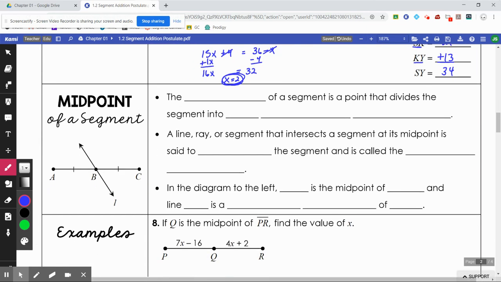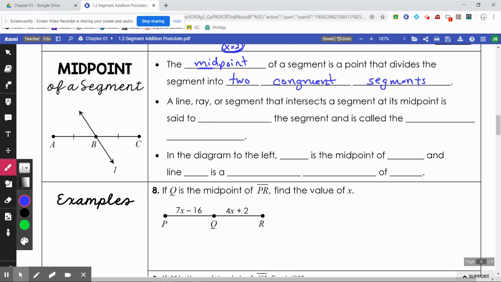By definition, here's what a midpoint is. Think about the word midpoint. Mid is short for middle. So a midpoint is a middle point. The midpoint of a segment is a point that divides the segment into two congruent segments.